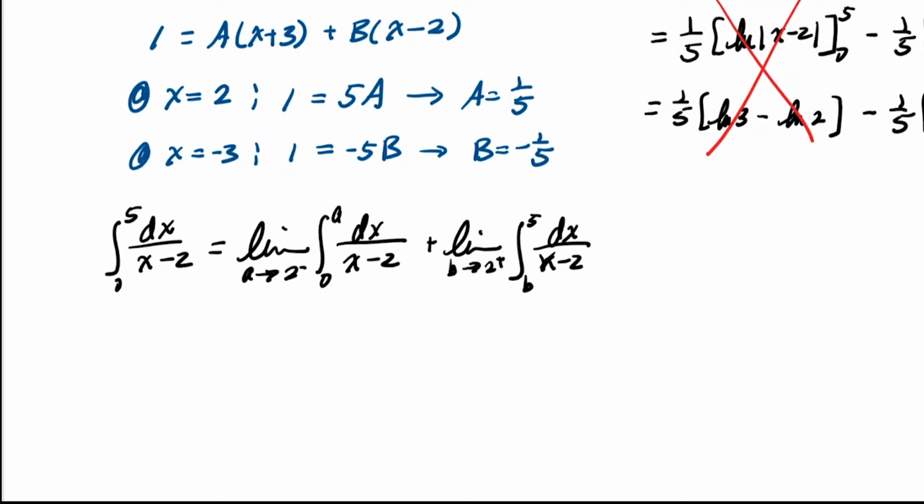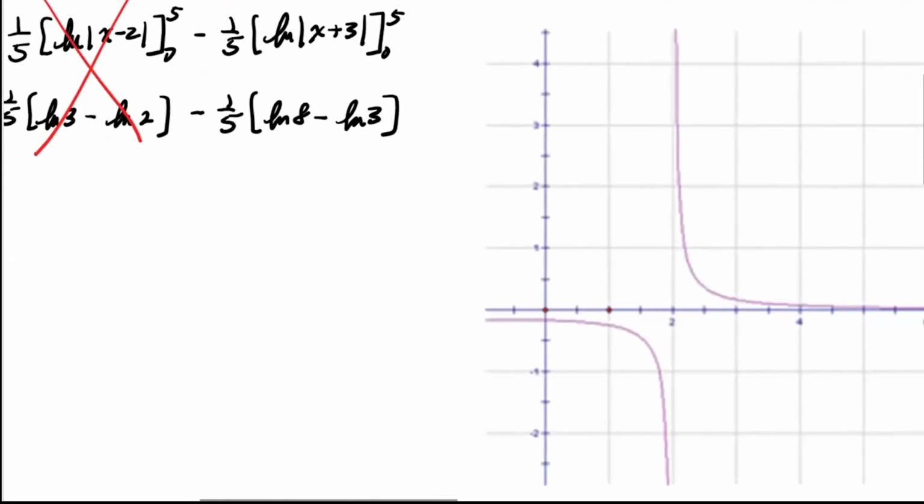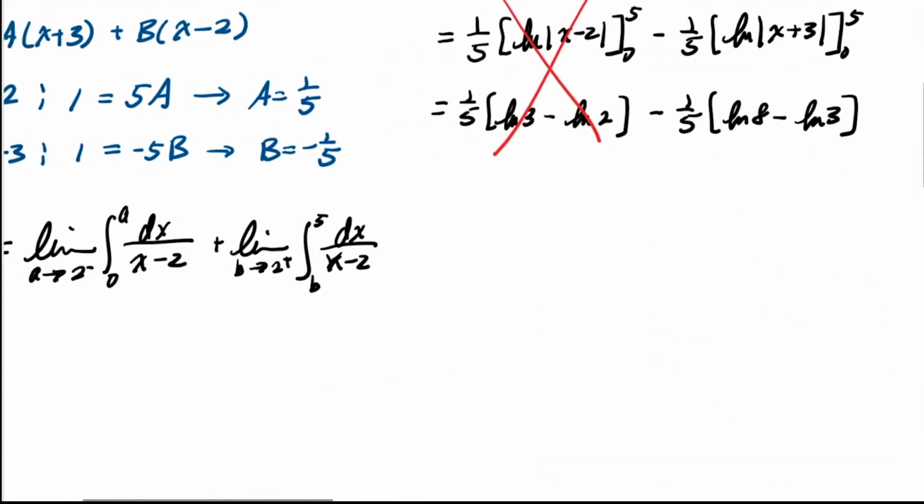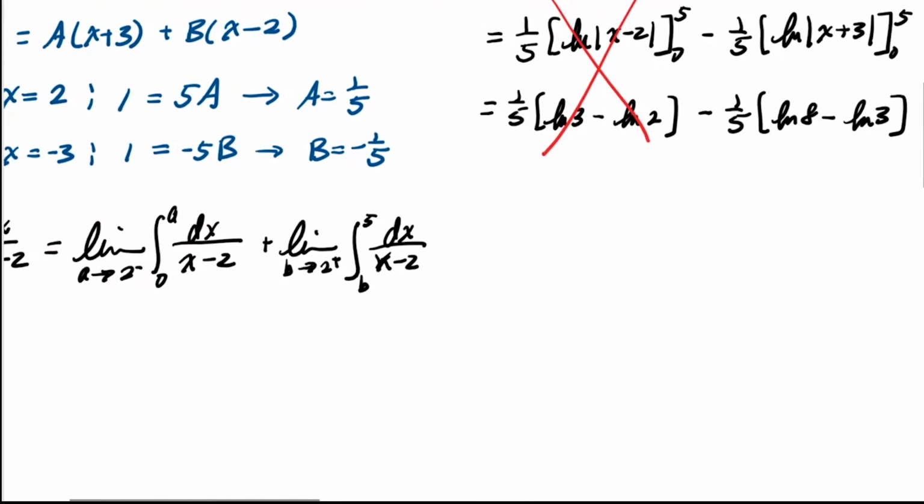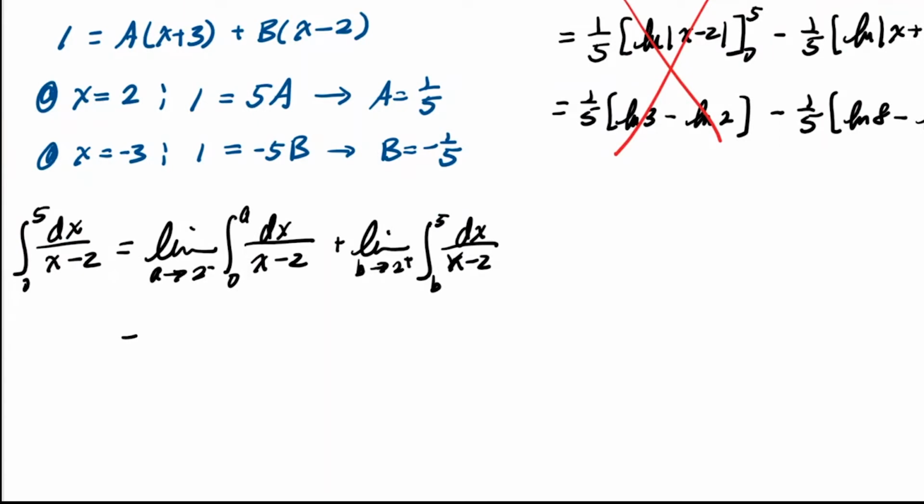Okay? So what we are doing here is, let's go back to the picture. One side, you're approaching this vertical asymptote from the left-hand side, that's a, and b is approaching the other integral from the right-hand side, right? So two separate integrals are in here. You get it? Now, then we can just evaluate.